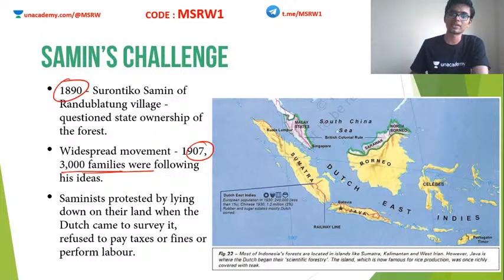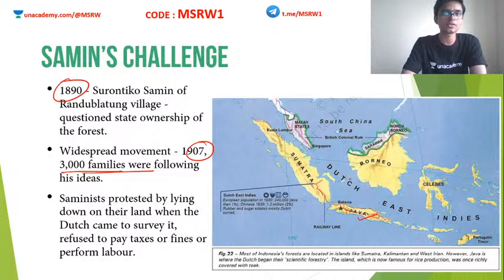You can see this figure here where the Java islands are shown, and the railway line is shown here. The entire Indonesia region is shown. This is Java. Here the railway lines are put. So for all this purpose, lots and lots of forests were cut down. So the Salmonists protested against the colonial rulers by two methods.